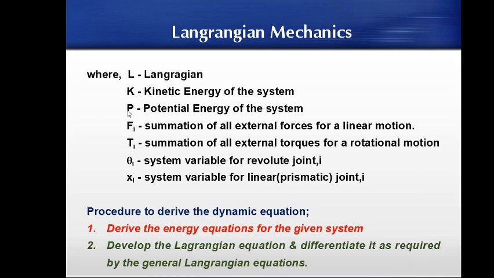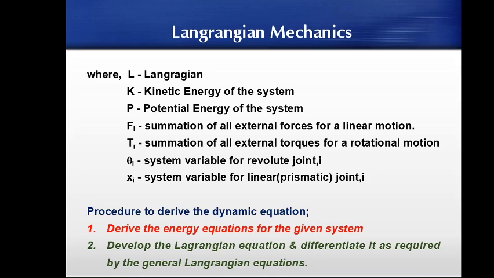As I told, L is the Lagrangian and it is defined as the difference between the total kinetic energy K acting on the system and the total potential energy acting on the system, defined as capital P. Fi is the summation of all external forces for producing linear motion for the given robotic manipulator or system. Ti is the summation of all external torques required for the rotational motion of the robotic system. θi is the system variable for revolute joint i, and xi is the system variable for linear or prismatic joint i.